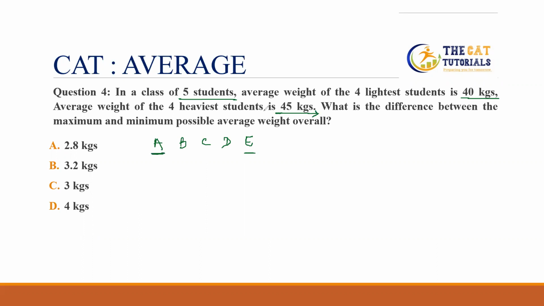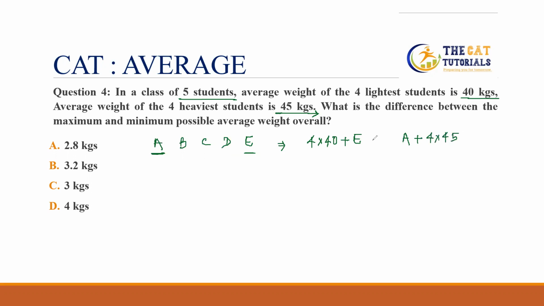So what is given in the question? The average weight of the 4 lightest students is 40. If we have to represent the total, we can write 4 into 40 plus E, which is the weight of all the students. On the other hand, the average weight of the 4 heaviest students is 45 kg. So we can write E plus 4 into 45.